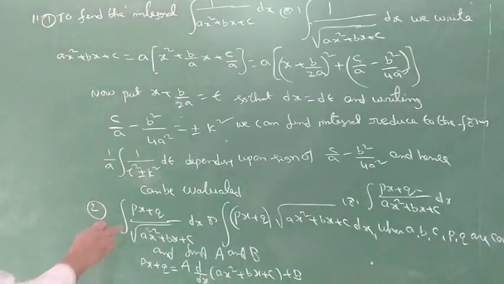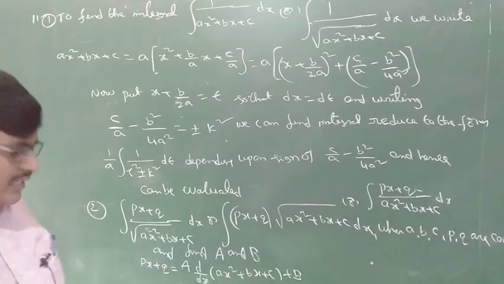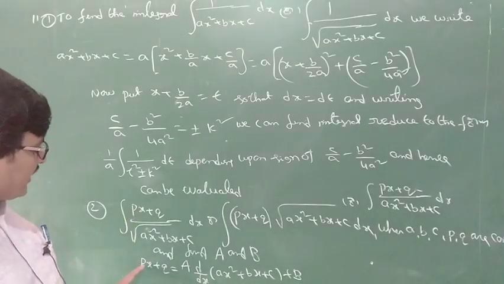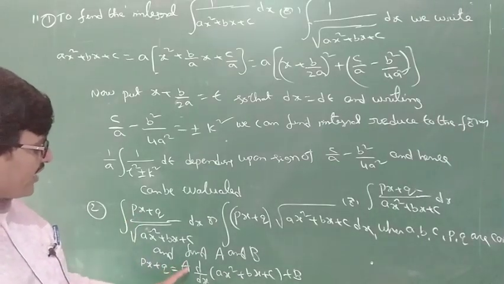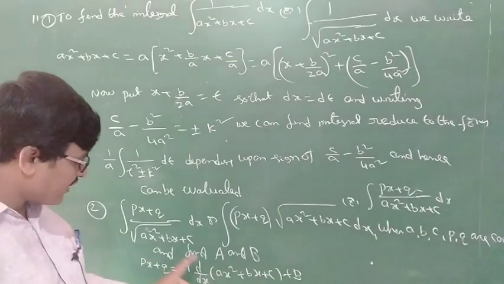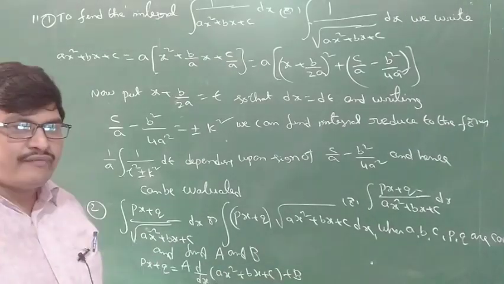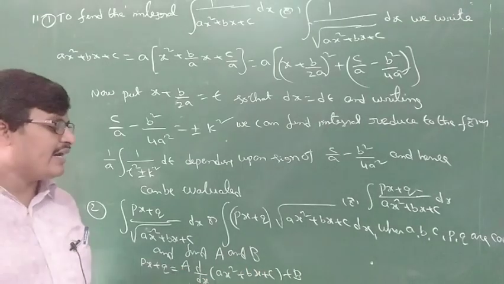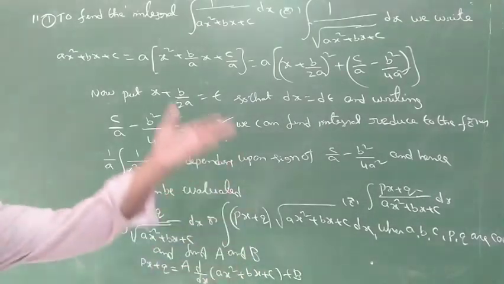First, this type of problem, for example, x plus 1 by root of x square plus x plus 1. First we have to write the numerator, the linear px plus q, equal to a into d by dx of the quadratic plus b, and next calculate the a and b values and simplify.